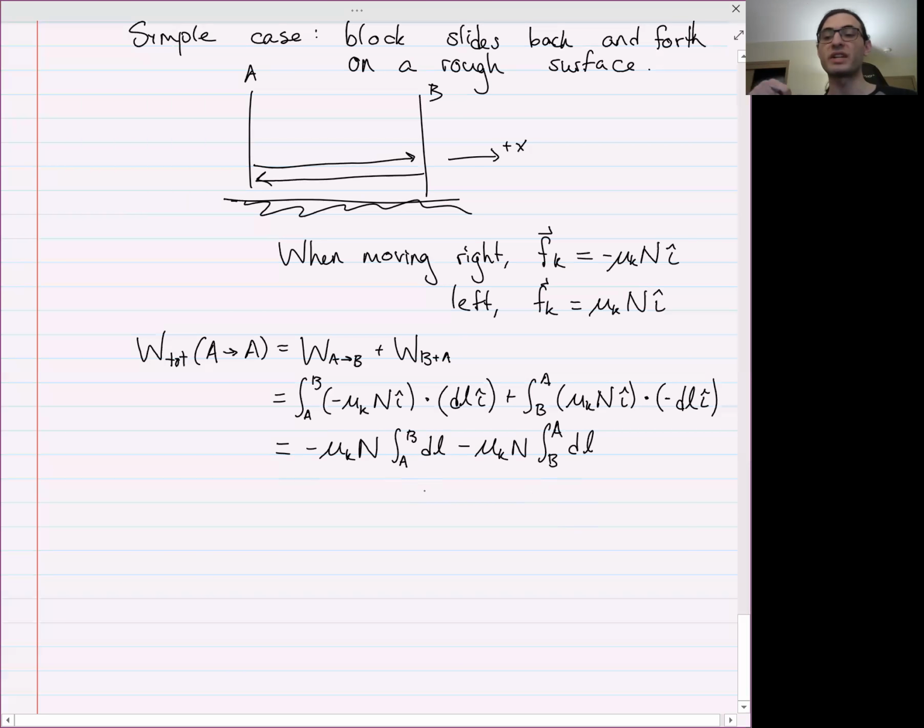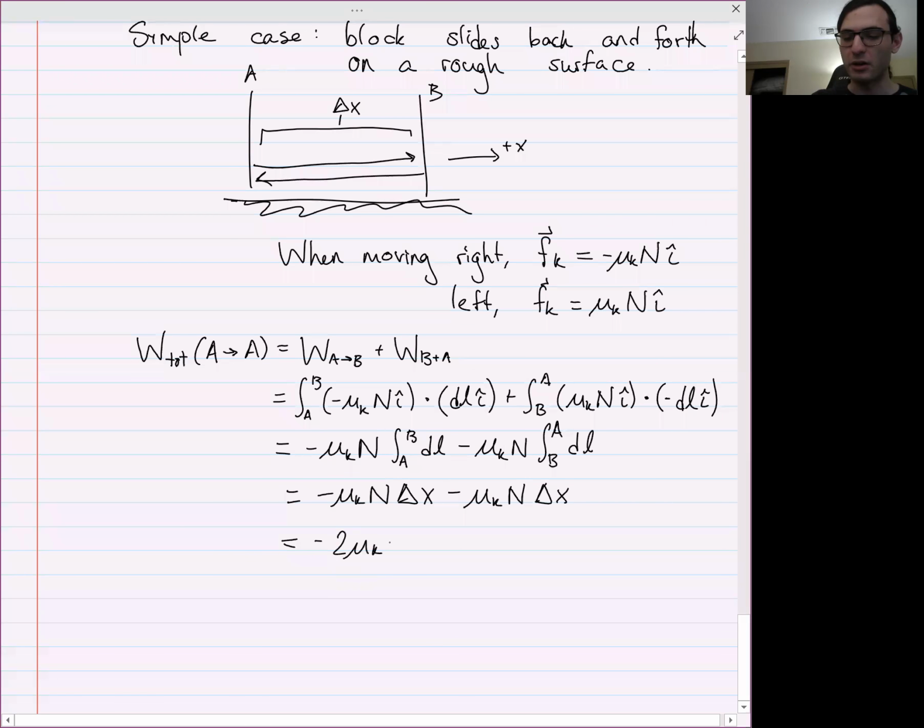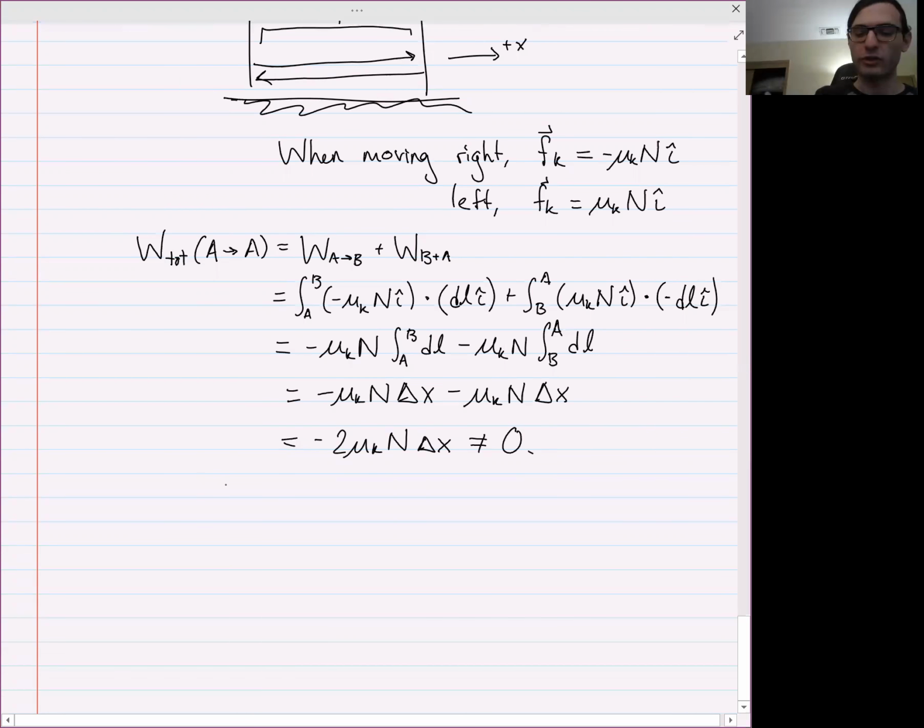This dl represents the distance traveled between the bottom and the top, and a distance traveled is always positive. So this is minus mu sub k n times, let's call this distance delta x, times delta x, minus mu sub k n times delta x, which is just negative 2 mu sub k n delta x. And importantly, it's not 0. So really, the friction always does negative work. It will always reduce the kinetic energy that you have. And so this would be an example of a non-conservative force.